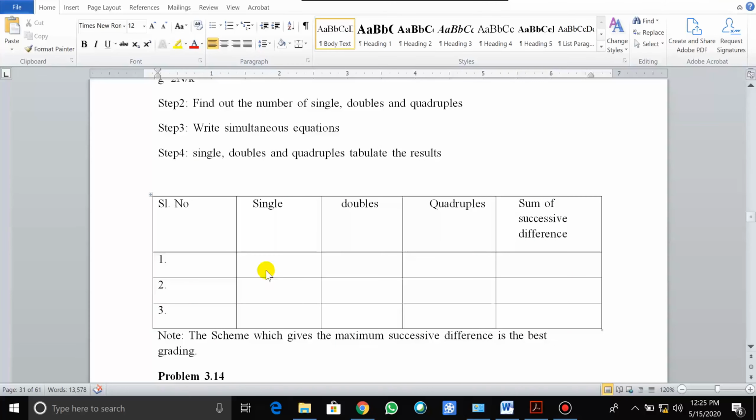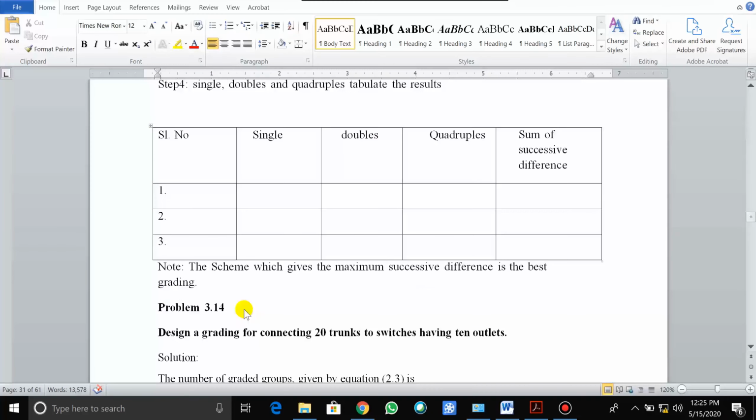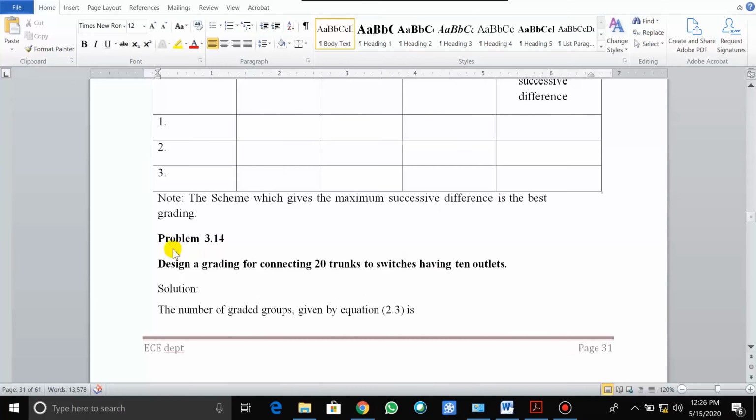So we need to find how many singles, how many doubles, how many quadruples, and the sum of successive differences. The note here is that the scheme which gives the maximum successive differences is the best grading. Whichever the scheme, single or double or quadruple, the one which gives the maximum successive differences is the best grading. That we have to find out. So let us take a problem.